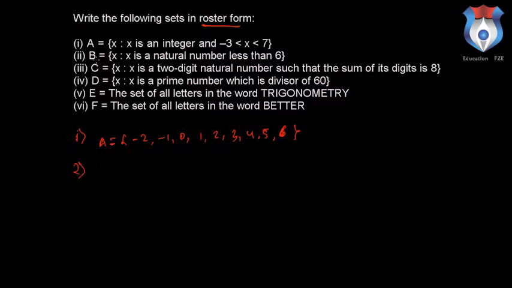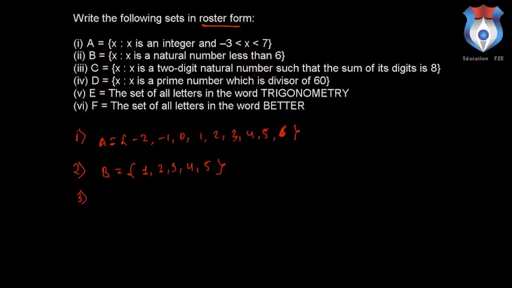So second one, B. X says that x is a natural number less than 6. So B: natural numbers, and there is no problem of order, so you can start from 5 also, and then you can write 4, then 3, right? But why go from the back? You can easily start from the first natural number, which is 1, and then 2, 3, 4, and 5. You're not going to write 6 because the natural number is less than 6 in the given set B. Alright, so that's it.